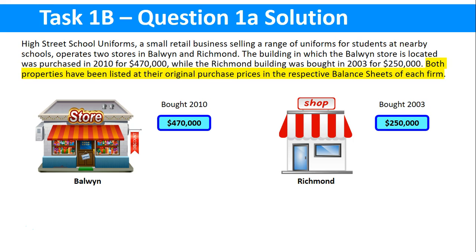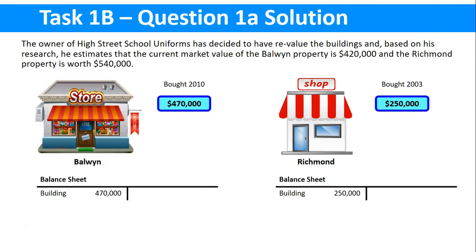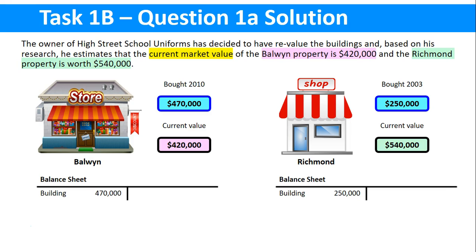What happens over time is that these have been listed at their original purchase prices in the balance sheet. So for Balwyn, the balance sheet will show a building at $470,000, and for Richmond, a building of $250,000 as an asset. Now the owner has decided to revalue the buildings, and based on his research, he thinks that the current market value of the Balwyn property has changed to $420,000, and the Richmond property is now $540,000. So should the buildings be revalued to their current market values?